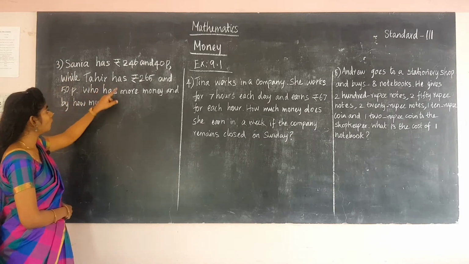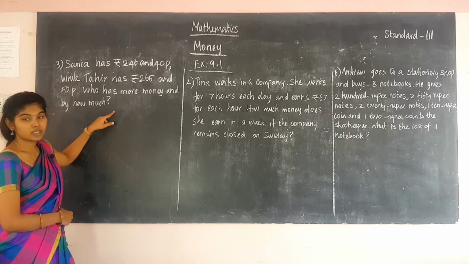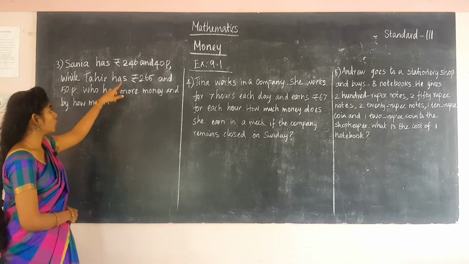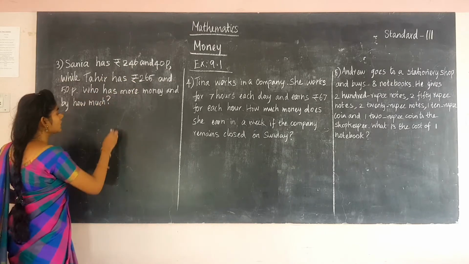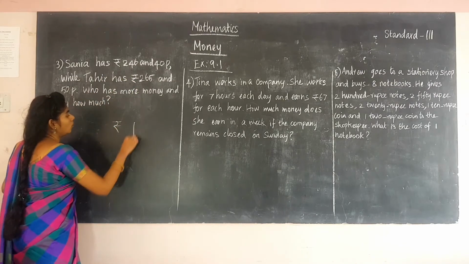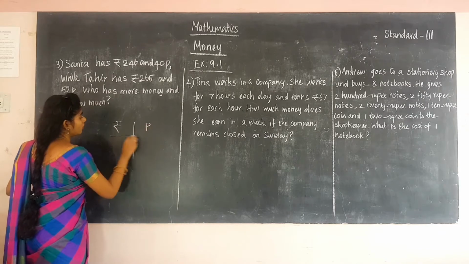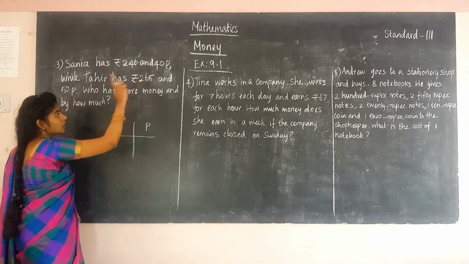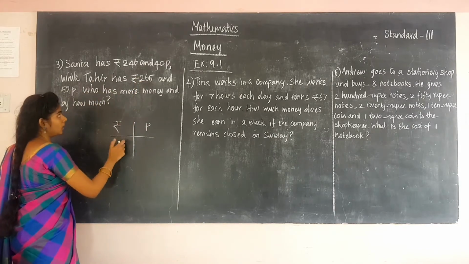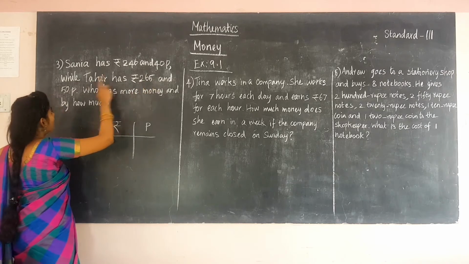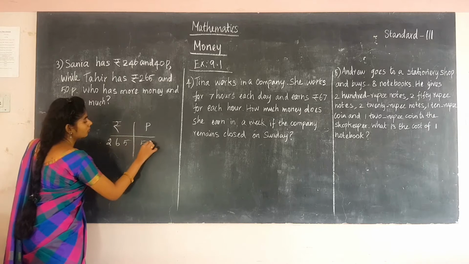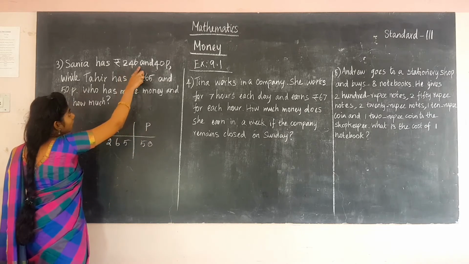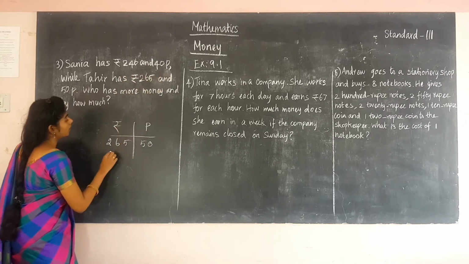So now we have to find by how much he is having more money. To find that we have to subtract these two numbers. First split the rupees and paise and fill the amount. First the greater number should be written. So 265 rupees and 50 paise, and next 246 rupees 40 paise.